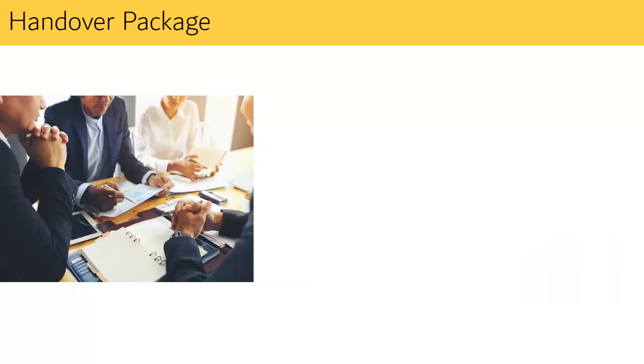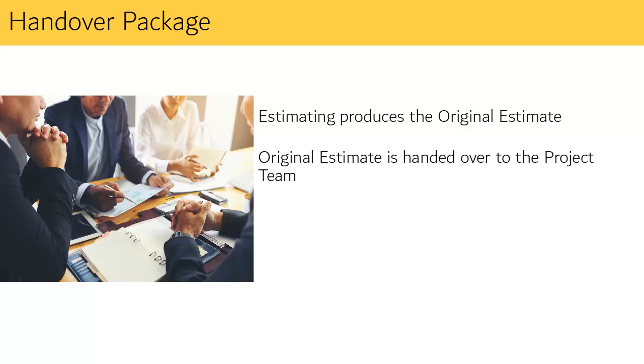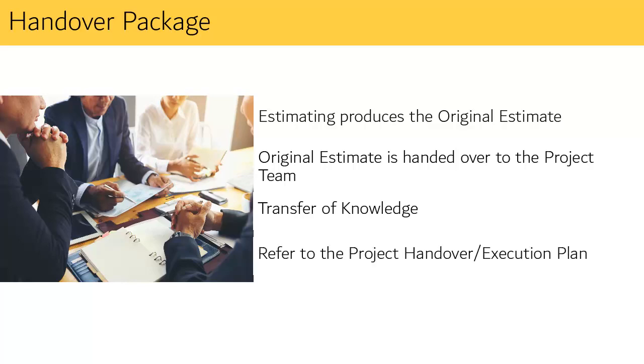When a project is awarded, the estimating team has already produced the original estimate. The original estimate is then handed over to the project team. At this point, estimating and the project team get together to review the handover package. The project handover package is a transfer of knowledge about all the relevant aspects of a new project from the estimating team to the project execution. What's included in the handover package will depend on the project and the amount of information that the project team may require to effectively complete the project. Refer to the project handover execution plan document found in the Gate 3 Best Practices library for more information.